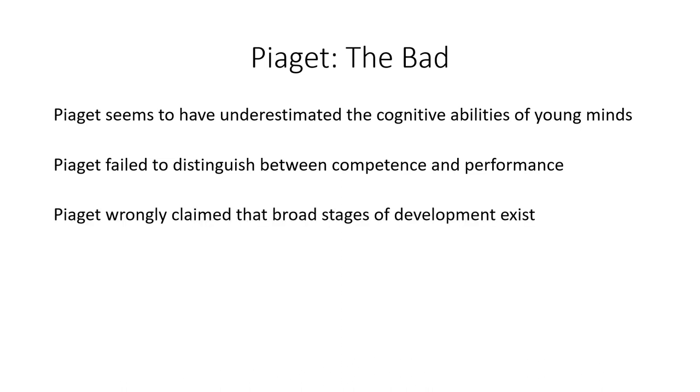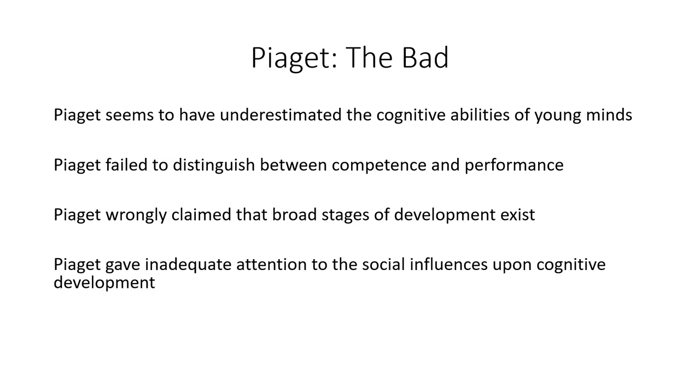Piaget wrongly claimed that broad stages of development exist. In actuality, these four stages are not stages. It's a continuous thing that occurs. It's more that during these time periods, children are more likely to be making certain errors and to have mastered certain tasks, but there are no real broad stages. It isn't that when you switch from one stage to another, you've mastered all the tasks of one at the same time. No, it's a gradual thing that happens over time.